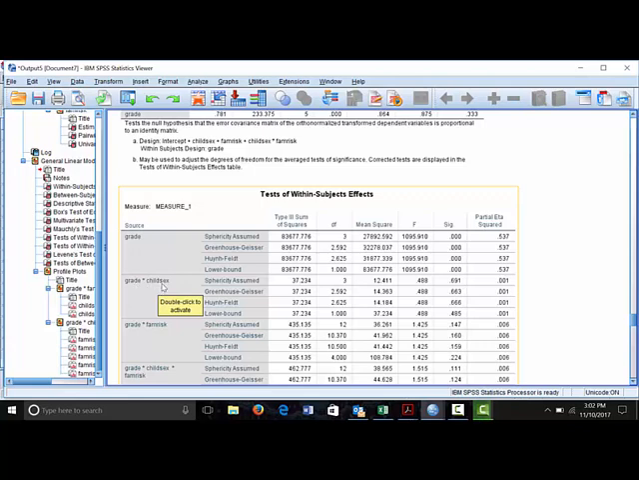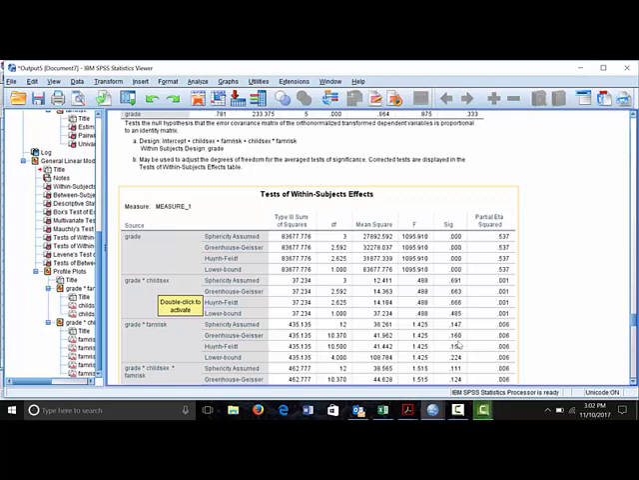grade and child sex. The next one is family risk. This is a question of whether or not the impact of time is the same for each level of family risk. We had those 5 levels of family risk. Again, we look across the Greenhouse-Geisser.